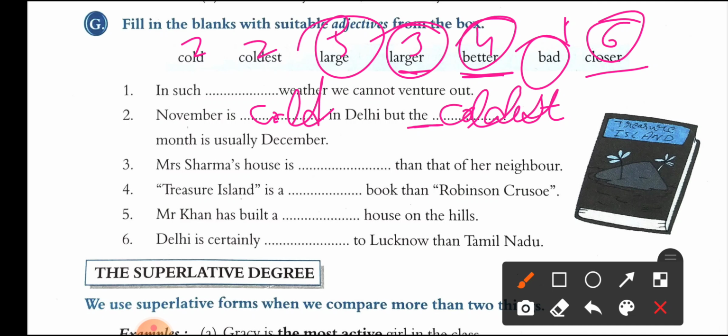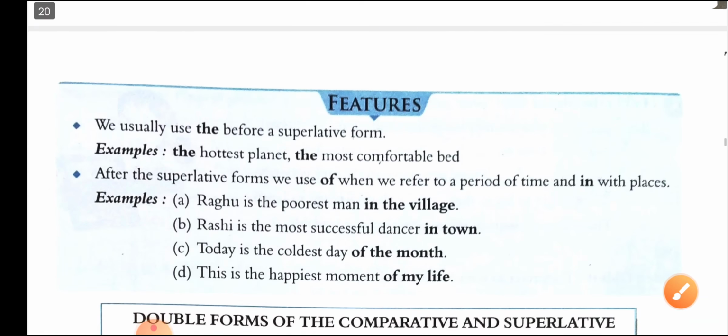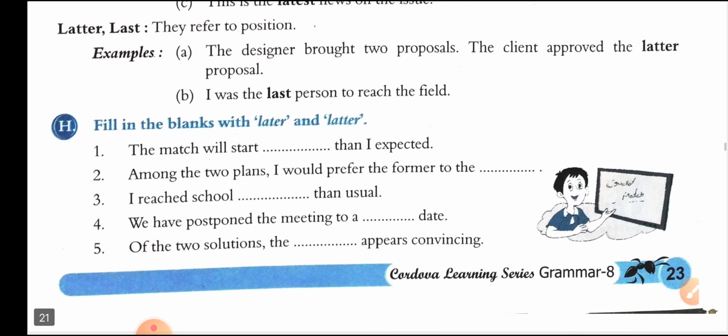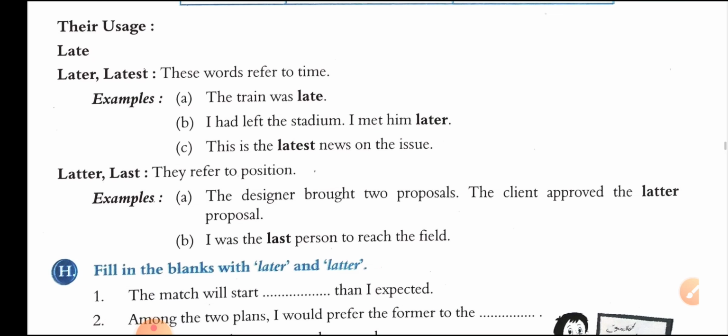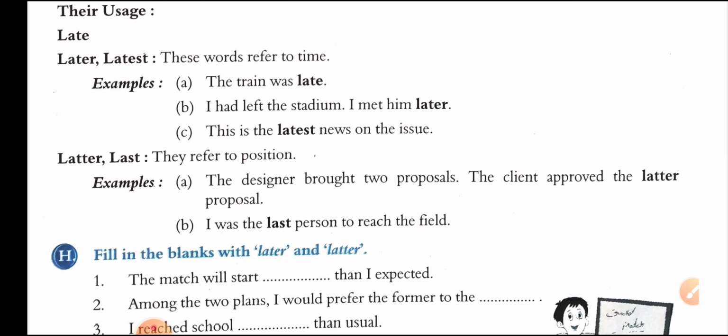Next, come to page number 23, and exercise number H we have to do. But I want you to just learn the usage of these different words. First is given late, and that is having later and latest, right? Positive degree is late, then later and then latest, but it is also having latter and last also, right? So that is LATTER also and LAST also. The main positive degree is late, but this is having two types of comparative degrees. One is later and latest, and second is latter and last.